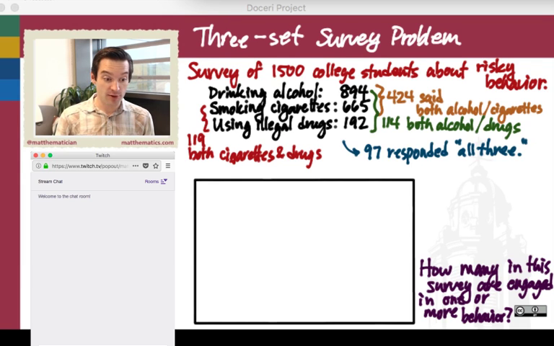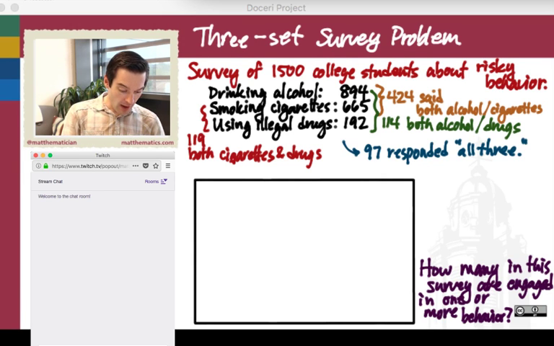So how many students in this survey are engaged in one or more of the behaviors that are listed? We talk about survey problems within a chapter about sets, because sets are a really powerful tool that we can use to organize the information that's coming to us in this survey. And from the information that we have, it seems like there are three sets that we really care about, and all of those sets live inside of the universe.